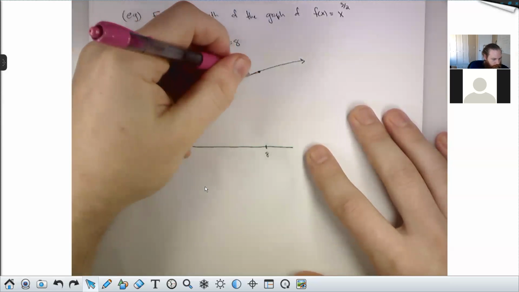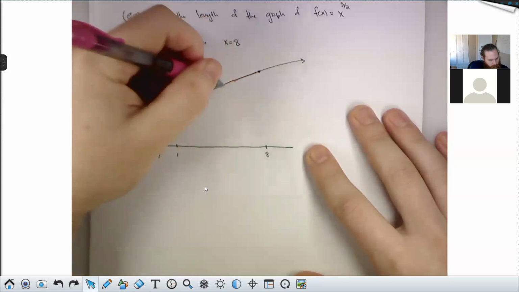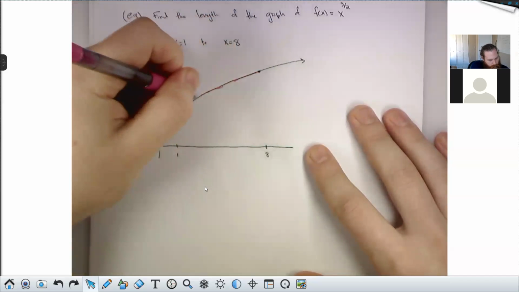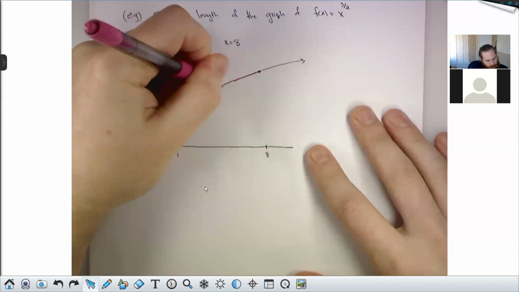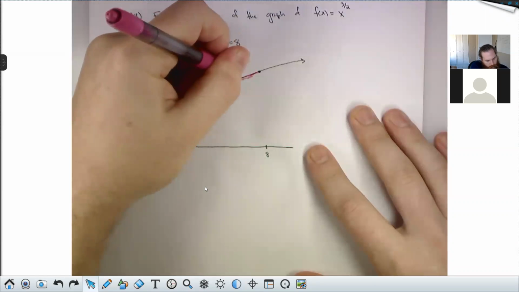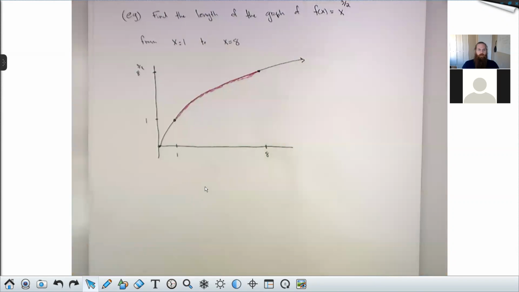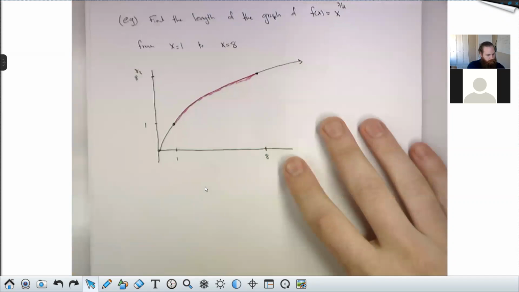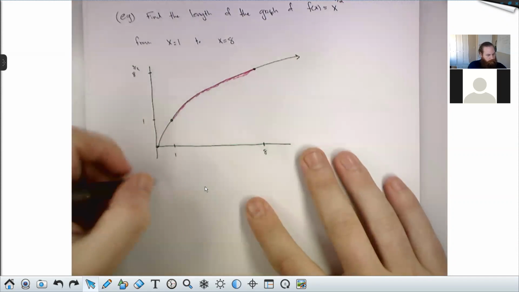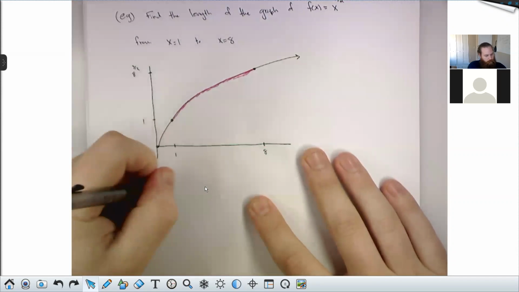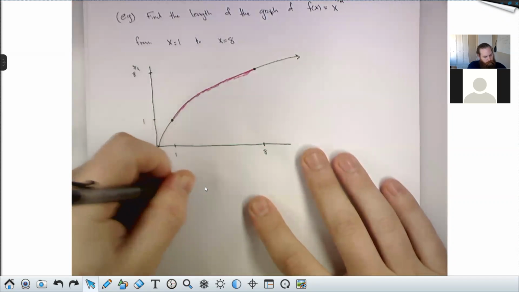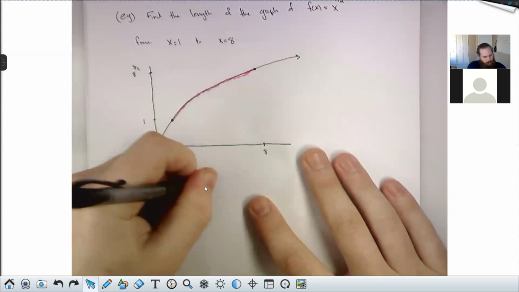So we're looking for the length of this curve from here to here. It's definitely not a straight line. It's definitely curvy. So if I want to find that length, I do need to use my arc length formula. So our arc length formula says that this would be the integral from 1 to 8 of the square root of f prime of x squared plus 1 dx.